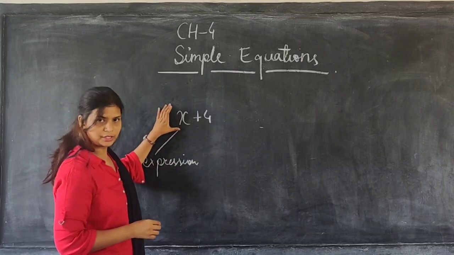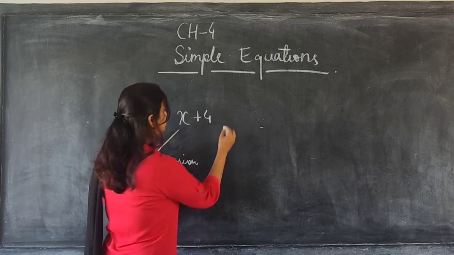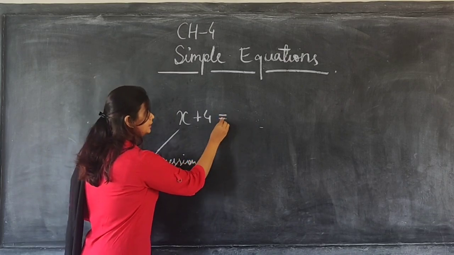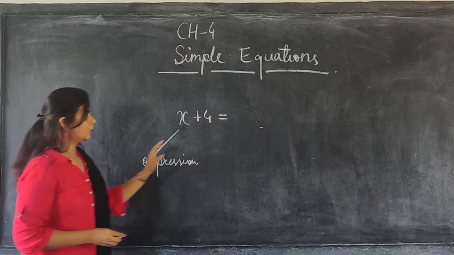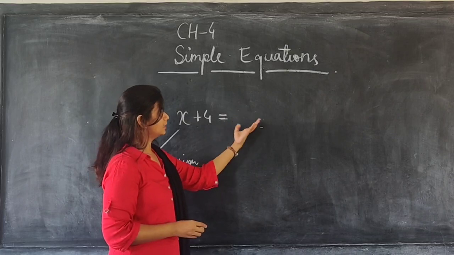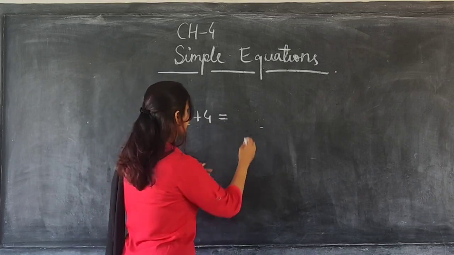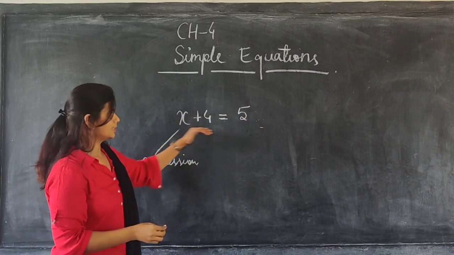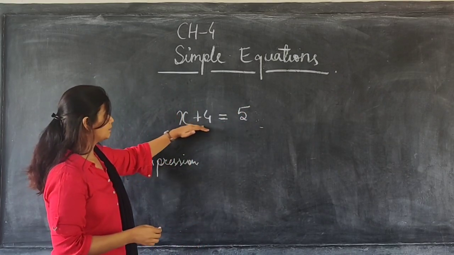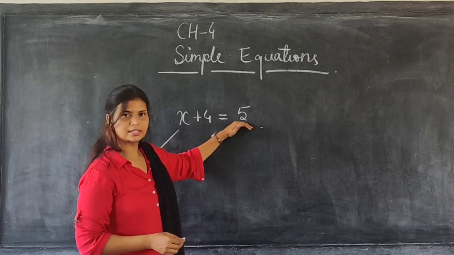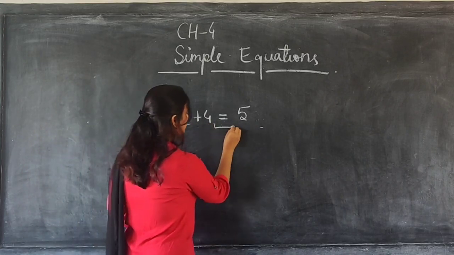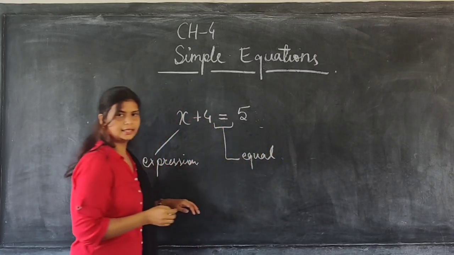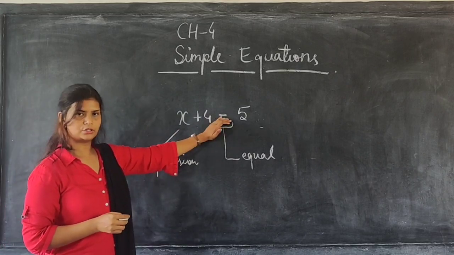For this expression to be an equation, you have to put an equals to sign. Now, if there is an equals to sign, there should be something written here. Suppose I will write 5. So now, this becomes an equation. X plus 4 equals to 5 is an equation. Whenever there is an equal to sign, then it becomes an equation.